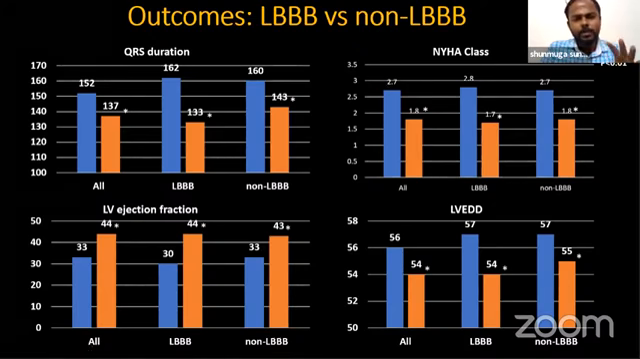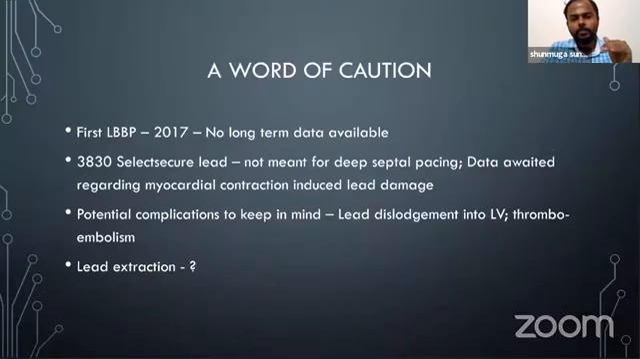If you see the CRT trials, the majority of the CRT trials will tell you that patients with an LBBB morphology will have a better chance of getting a good result as compared to those patients with a non-LBBB morphology. Similarly, even in our study, patients with an LBBB morphology had a better reduction in QRS duration and better improvement in LV ejection fraction as compared to those patients with a non-LBBB QRS morphology.